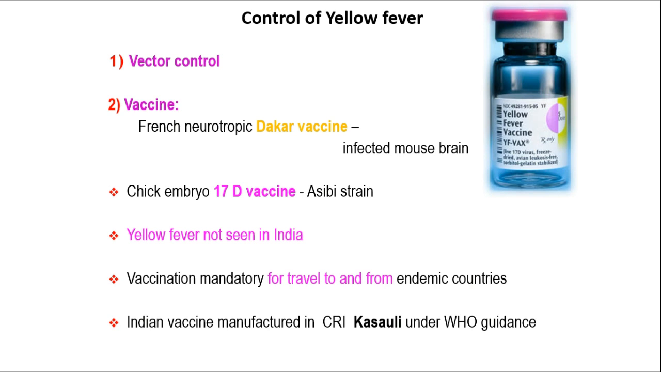So, talking about the prophylaxis, the best general prophylaxis measure will be the control of vectors, right? And that is the easiest method. Vector control, Aedes aegypti control measures. That's the easiest method, which can prevent the transmission of infection.